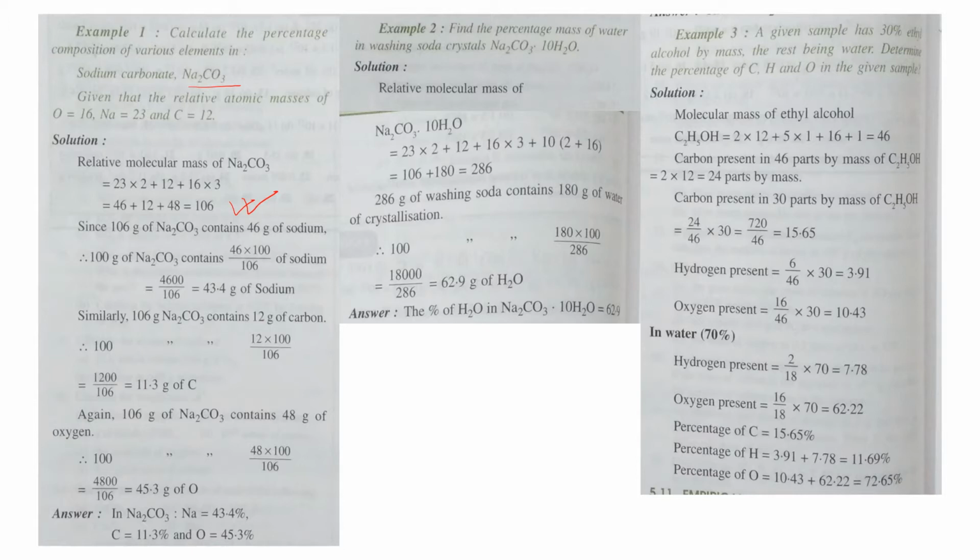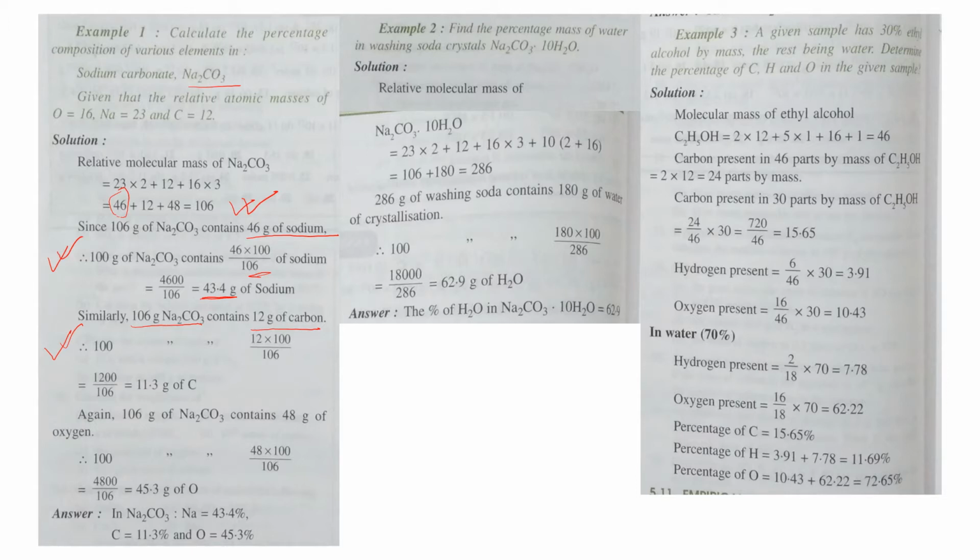Now 106 gram of Na2CO3 contains 46 gram of sodium because I am having 2 sodium atoms, so it is 46. So find out in 100 gram of Na2CO3 how much sodium is present. It is coming 46 into 100 by 106, so it is coming 43.4 gram of sodium. Similarly, find out for carbon. 12 gram of carbon is present in 106 gram of Na2CO3.